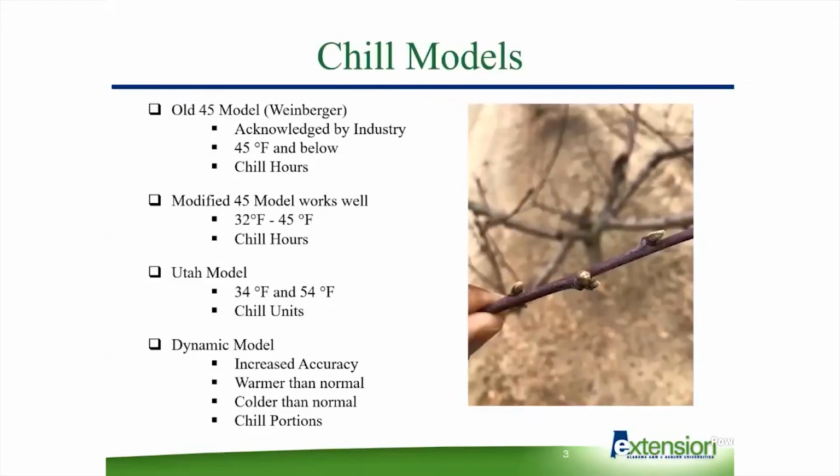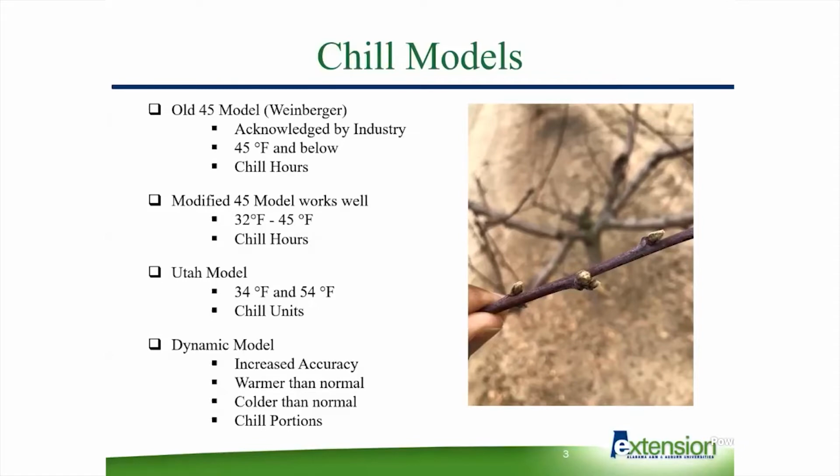And the models that are used are, first off, the old 45 model, otherwise known as the Weinberger model. It measures temperatures at 45 degrees and below, and it's the most acknowledged by the industry currently. And it measures in chill hours. The modified 45 model, which is a modification on the old 45 model, cuts the measurement off at 32 degrees Fahrenheit. So it measures chilling between 32 degrees Fahrenheit and 45 degrees Fahrenheit in chill hours.